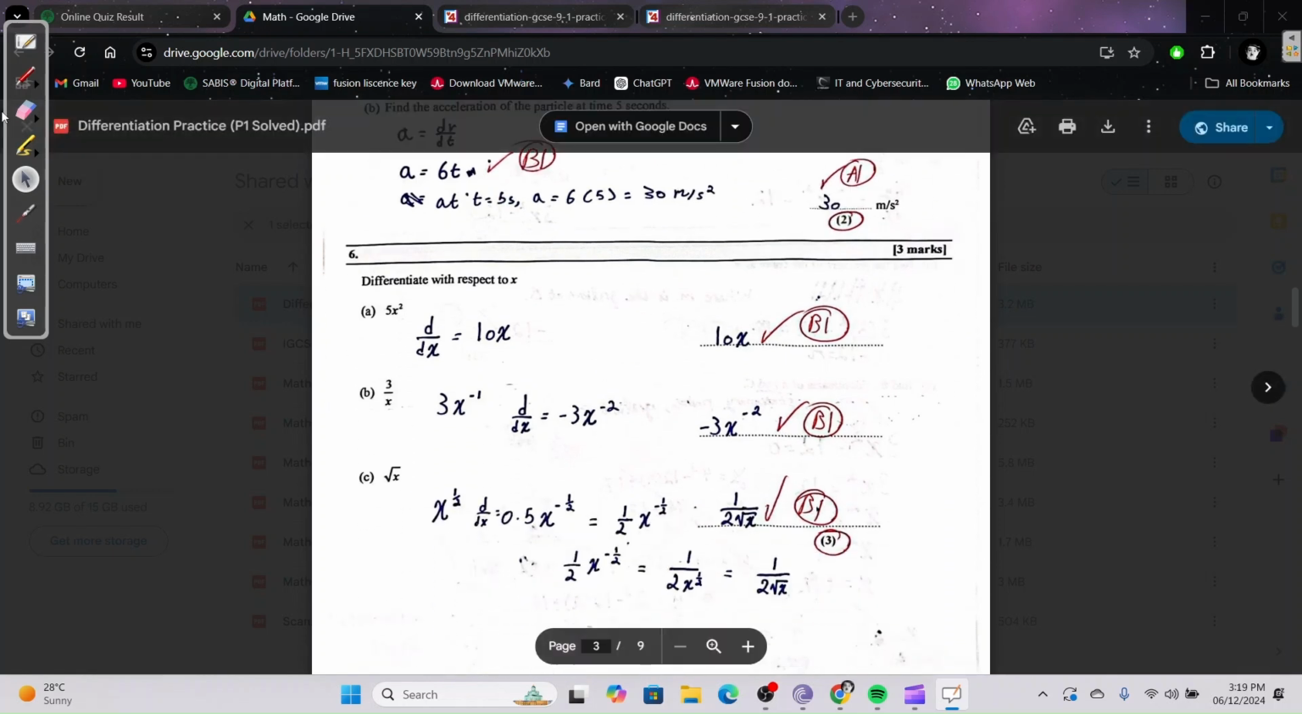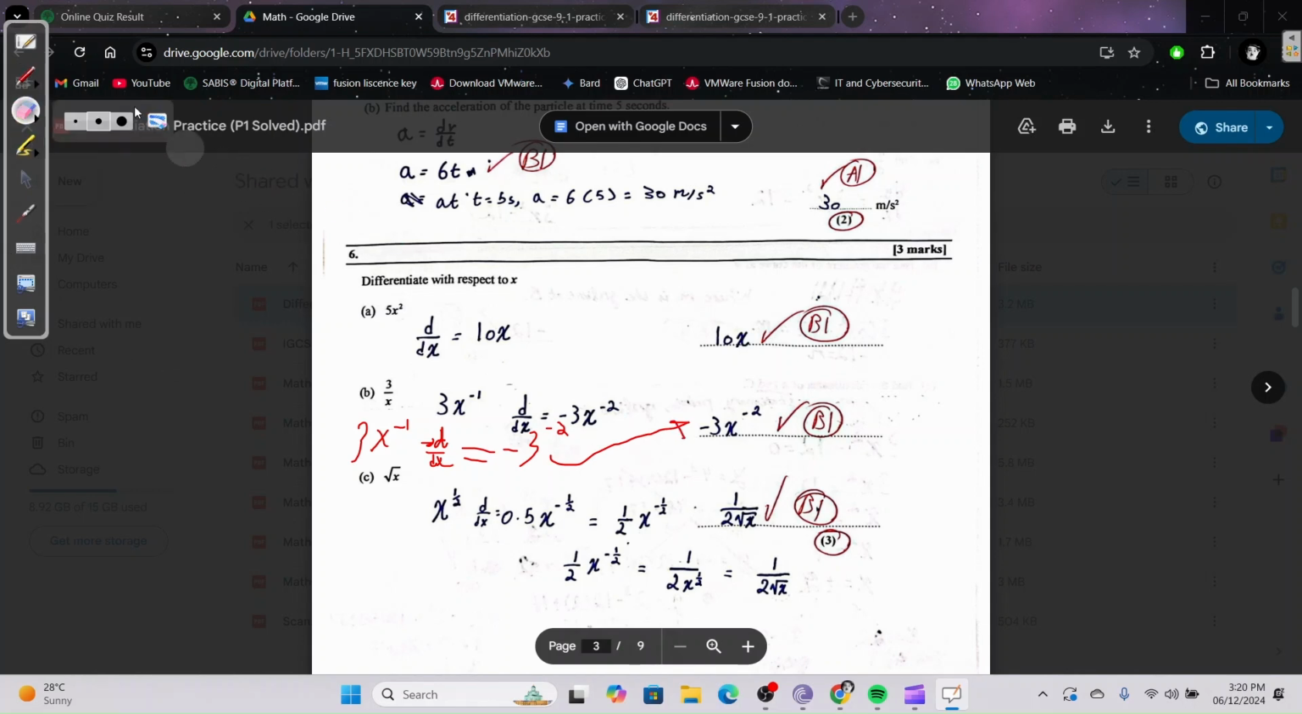Question 6, differentiate with respect to x. D by dx. Here notice I didn't say y because there wasn't a y. So 2 times 5 is going to be 10, and then 2 minus 1 is 1, so 10x. That's it. You repeat the same thing here. However, for this is 3 over x, and you remember 3 over x means just 3x to the power of negative 1. Okay, so then you derive this. D by dx is equal to negative 1 times 3 is negative 3, and then minus 1 subtract it with 1, you're gonna get minus 2. This is your derivative, you put it there.